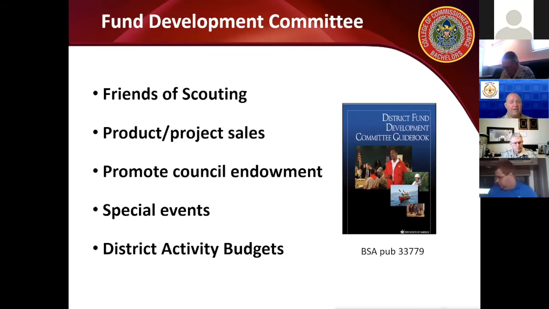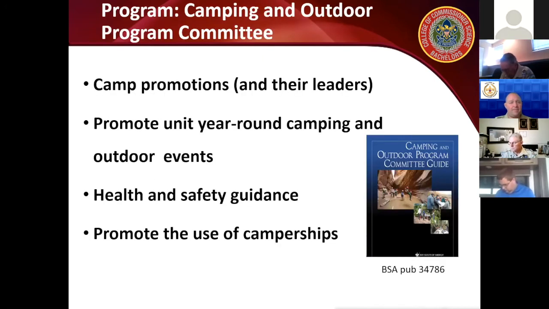The publication on the right-hand side there is 33779, if you'd like some more in-depth information on what that committee does.